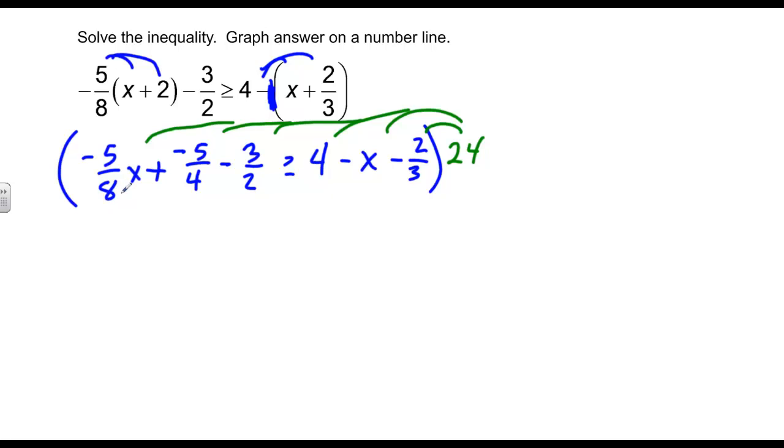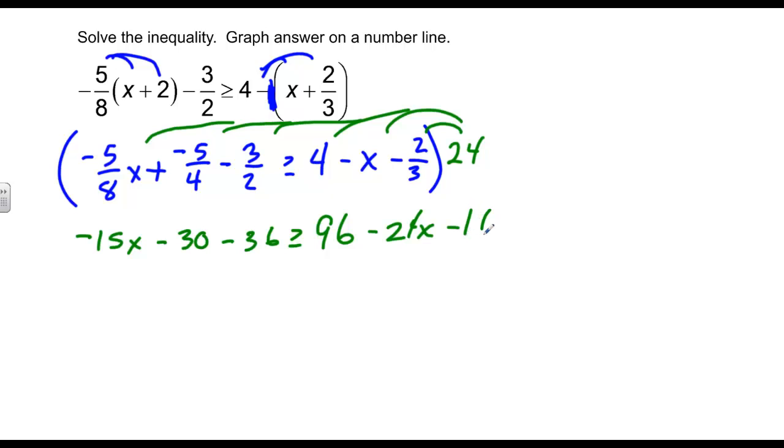You'll notice 8 and 24 reduce to a 3, so that's -15x. 4 and 24 reduce to a positive 6, so that's -6 times 5, which is 30. 2 and 24 reduce to a 12, so that's -3 times 12, which is 36. 4 and the 24 multiply to a 96, that's -24x. 3 and the 24 reduce to an 8, and 8 times 2 is 16, so that's -16.